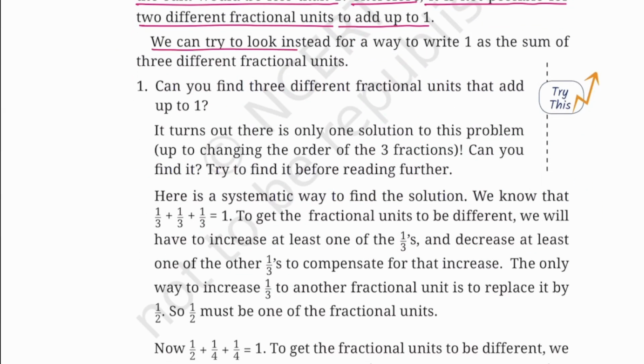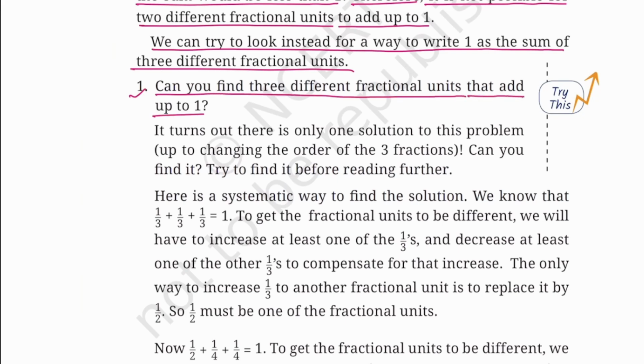We can try to look instead for a way to write 1 as the sum of three different fractional units. Can you find three different fractional units that add up to 1? It turns out there is only one solution to this problem, up to changing the order of the three fractions. Can you find it? Try to find it before reading further.